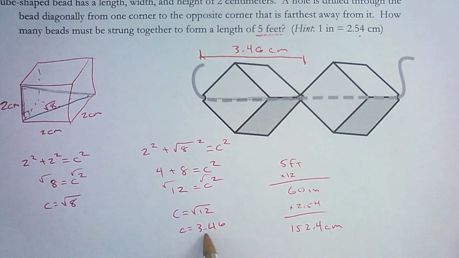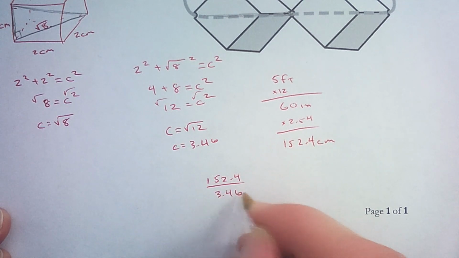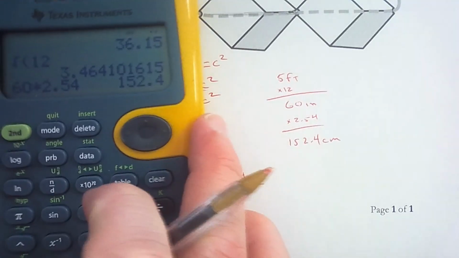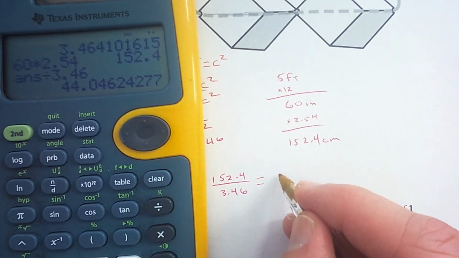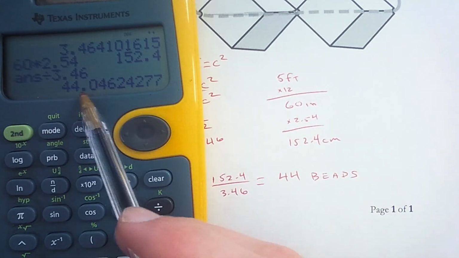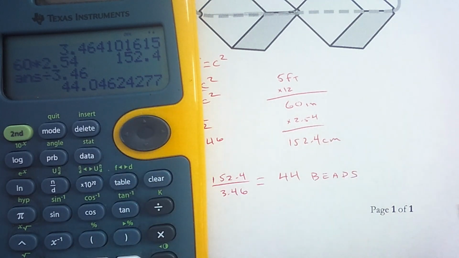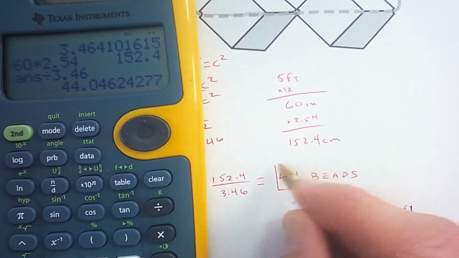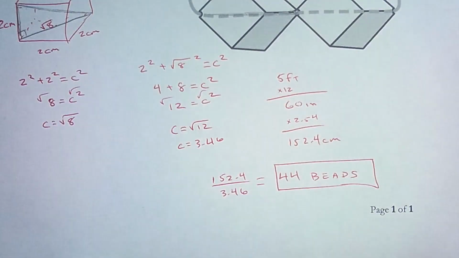If every single bead is 3.46 centimeters, then I can do 152.4 divided by 3.46 and find that it would take about 44 beads. Okay, now I don't want a decimal. I don't want 44.05 because I'm not going to have 0.05 beads. It's going to take 44 beads to cover that 5 feet, and there will be just a little bit left over.